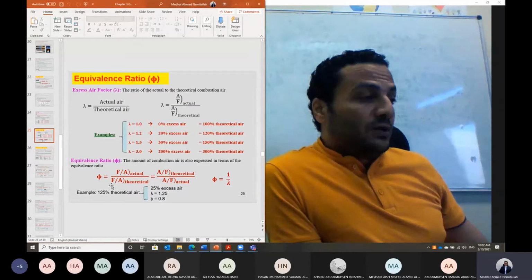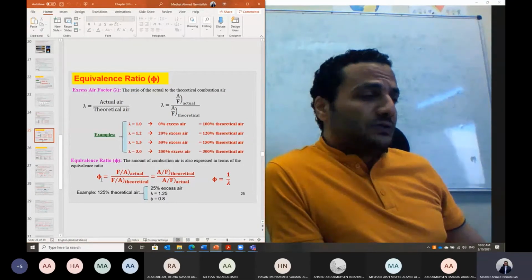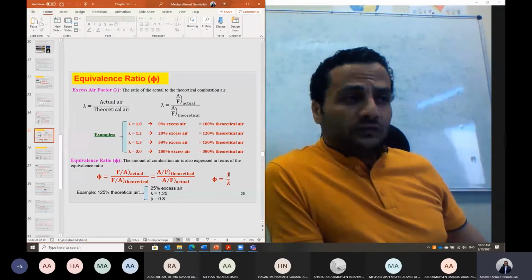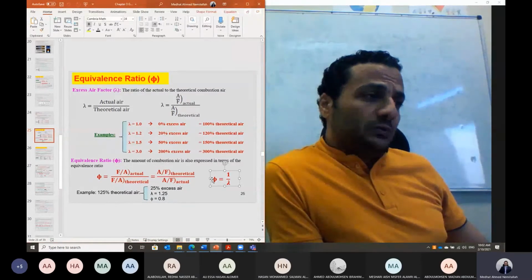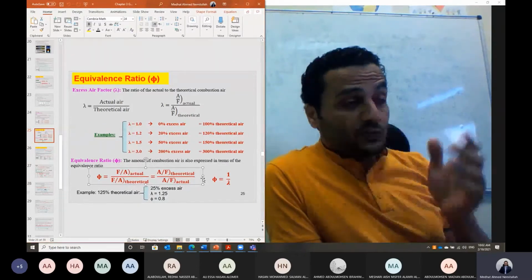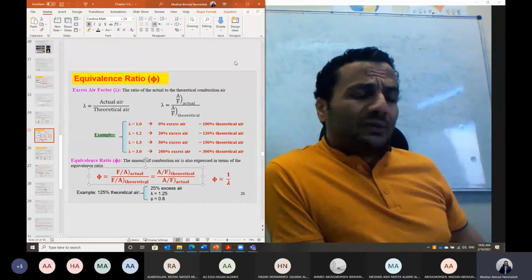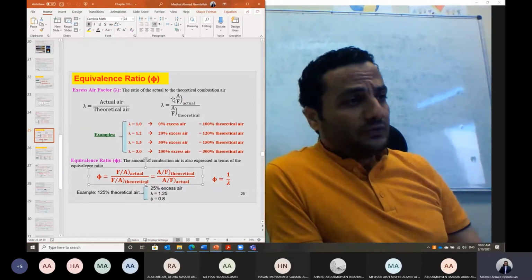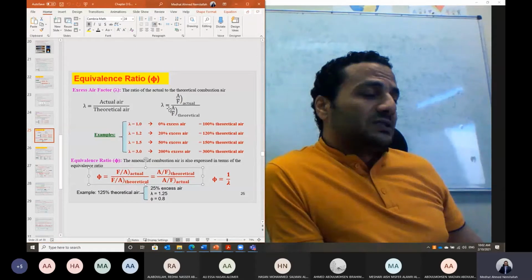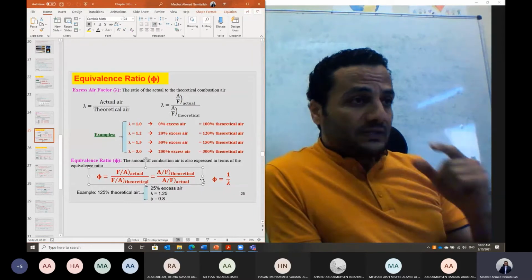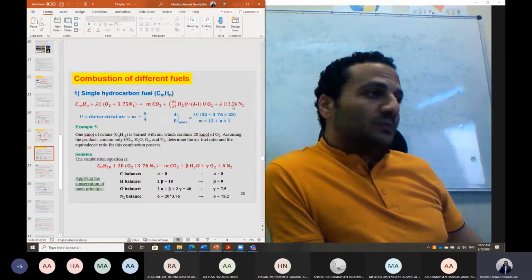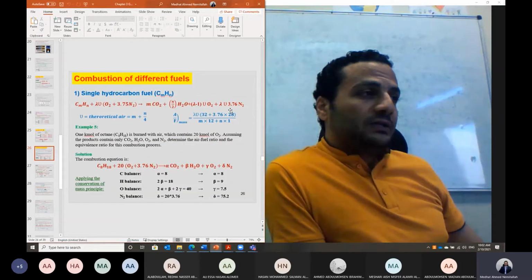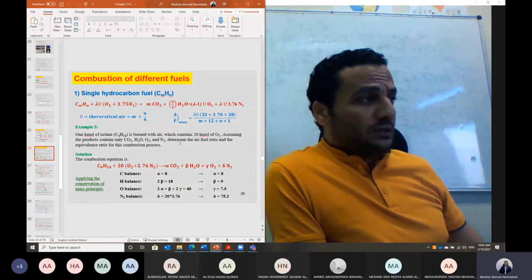We also defined the equivalence ratio, which is just one over lambda. But usually the equivalence ratio is the parameter most frequently used in combustion, instead of lambda. Both of them just give us an indication about the amount of excess air for the combustion process. So we learned last time how to write down the combustion equation for a given excess air amount and how to calculate the air to fuel ratio.